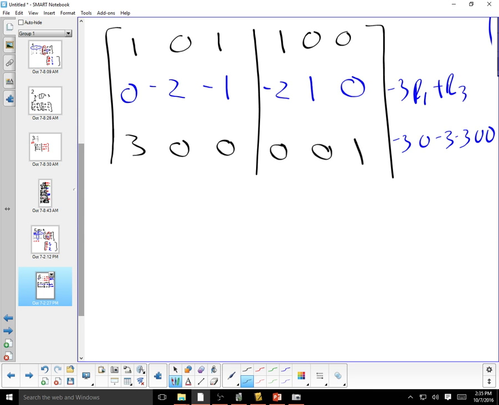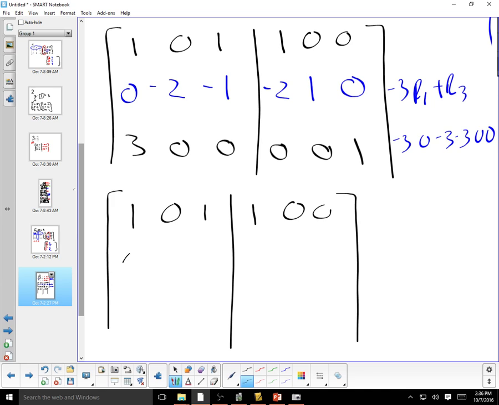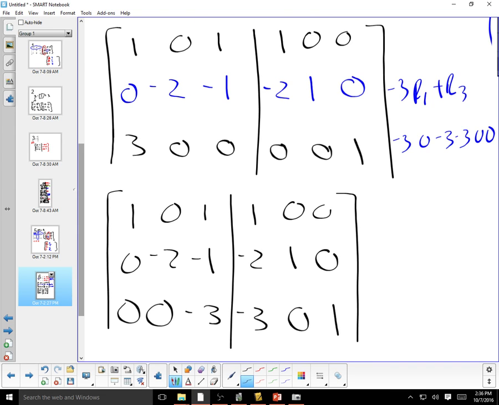Does row 1 or row 2 change? Nope. So I'm just going to write 1, 0, 1, 1, 0, 0, 0, negative 2, negative 1, negative 2, 1, 0. Here we go. 3 plus negative 3 is 0. 0 and 0 makes 0. 0 minus 3 makes minus 3. 0 minus 3 makes minus 3. 0 plus 0 is 0, and 1 plus 0 is 1.